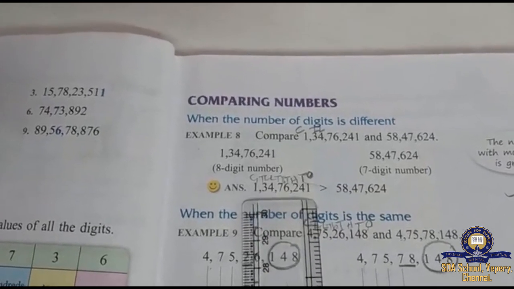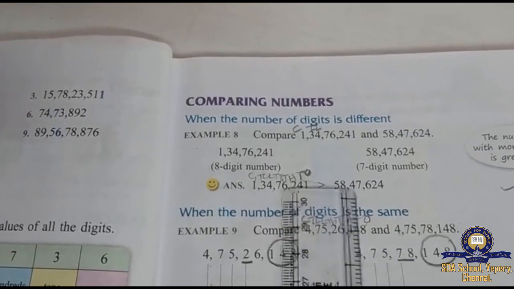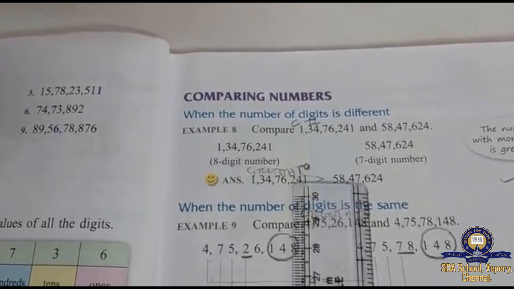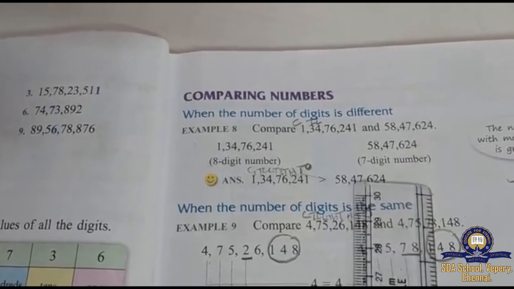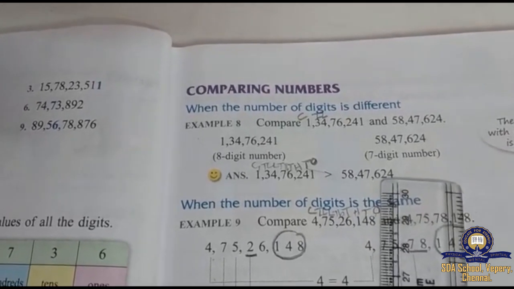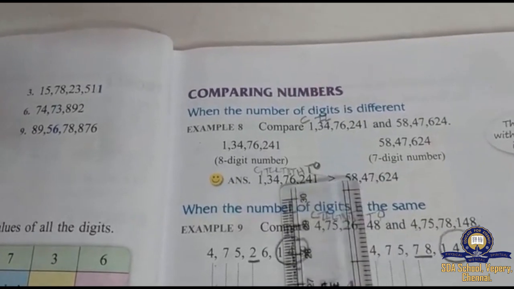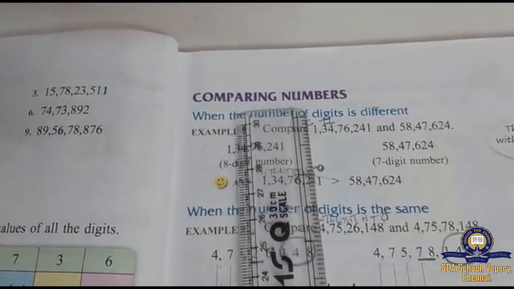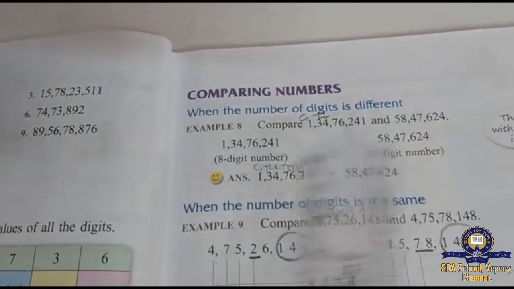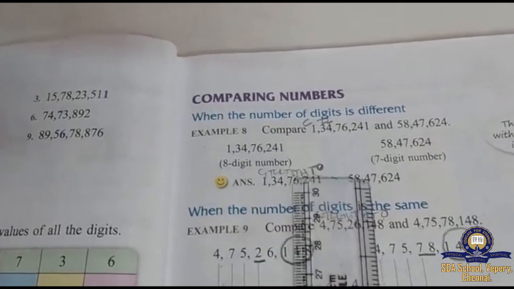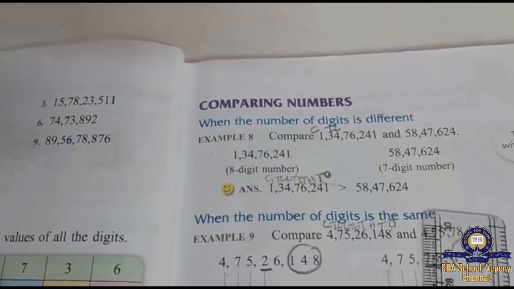So let us say that 1 crore 34 lakhs 76,241 is greater than 58 lakhs 47,624. So this is greater. That's why the symbol is facing the greater number side. This is how we compare numbers. Remember that the number with more digits is the greater number. The number with fewer digits is the smaller number.